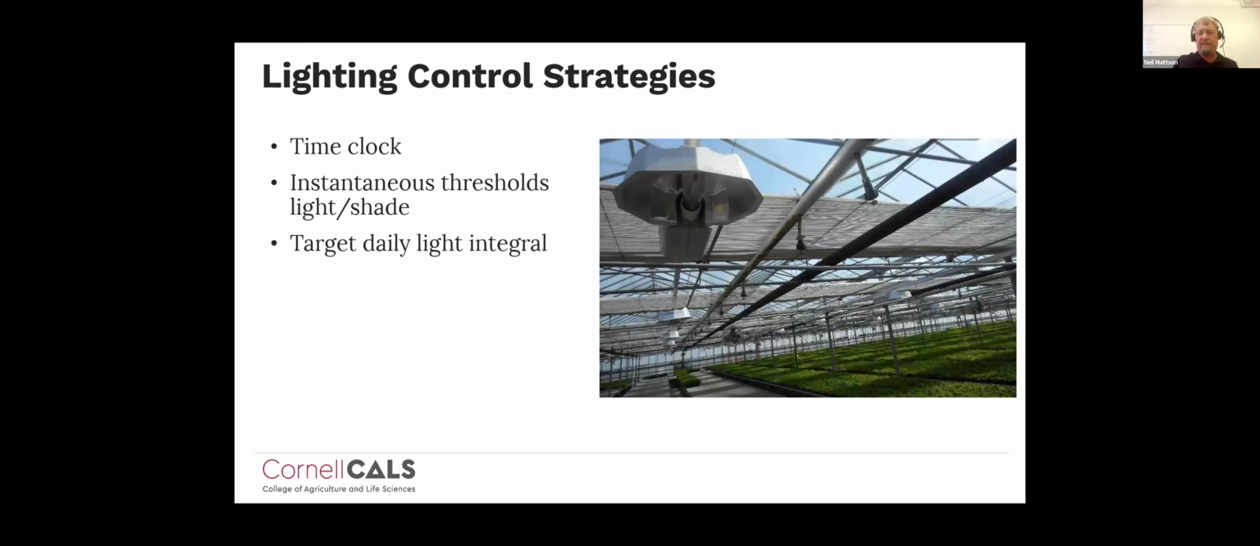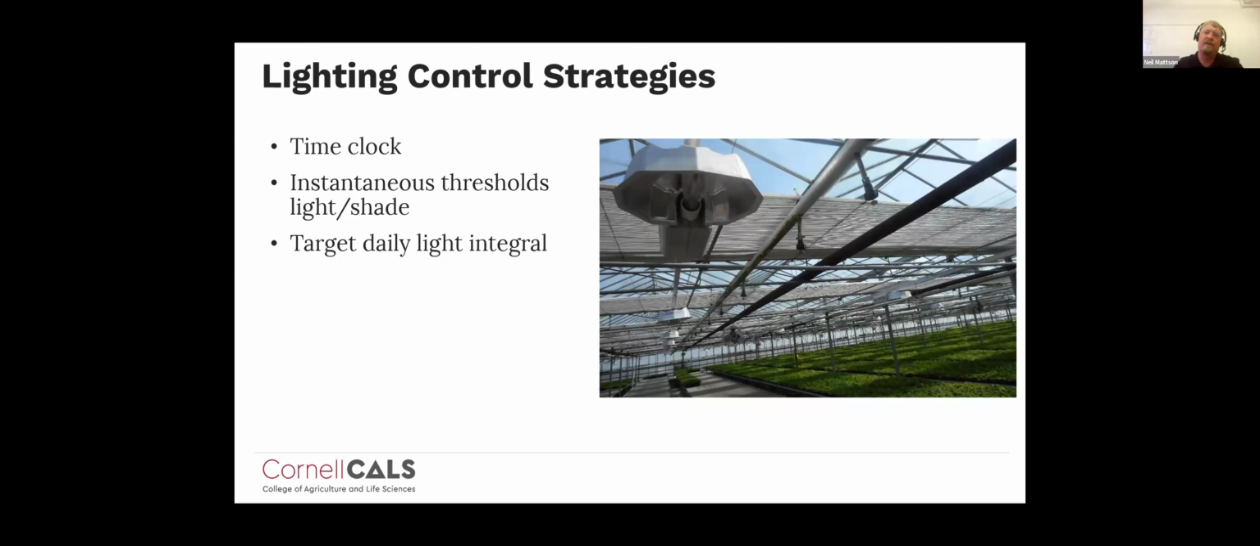So then I'm going to mention a couple different strategies for controlling light, and then I'm going to turn things over to Tim to talk about more sophisticated control types. So kind of the easiest way to control light, or the cheapest way to control light, is with a time clock. And other ways of controlling light, which are common in greenhouse climate control systems, are a light threshold.